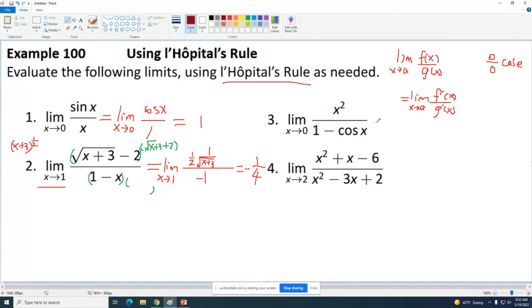We're going to try to find the derivative of the numerator. Now, what's the derivative of the numerator? 2x. 2x. And what's the derivative of the denominator? Sin x. Sin x. Now, if we make x equal to 0, what will happen? Well, it's going to be 0 no matter what. Because the numerator is 2 times 0, the denominator is sine 0, they're both 0, right? So it's still going to be 0 divided by 0.